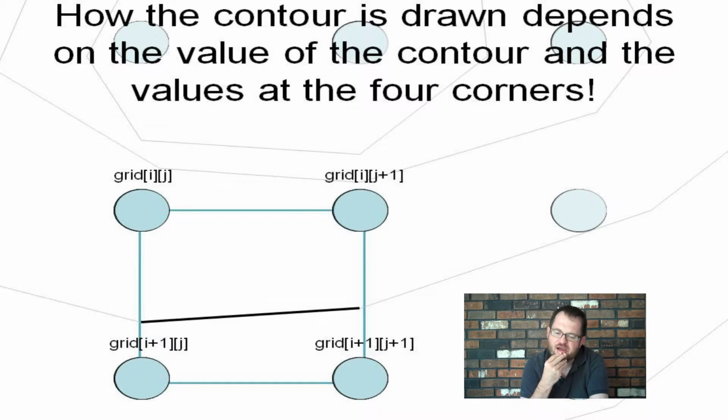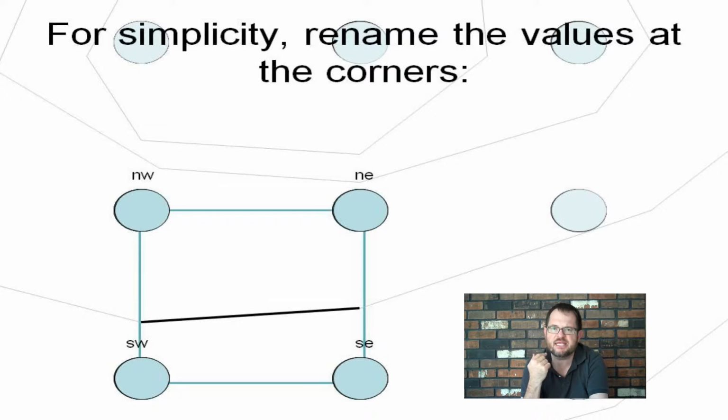So if we had this pattern, we have to think about how we're going to get that contour line on that box. How are we going to use these values? How we draw the contour line through the box is going to depend on the values at the corners of the box. So for simplicity, let's rename those corners. We're just figuring out how to do one box right now, but then we're going to put this inside of a loop, for all the rows i, for all the columns j.